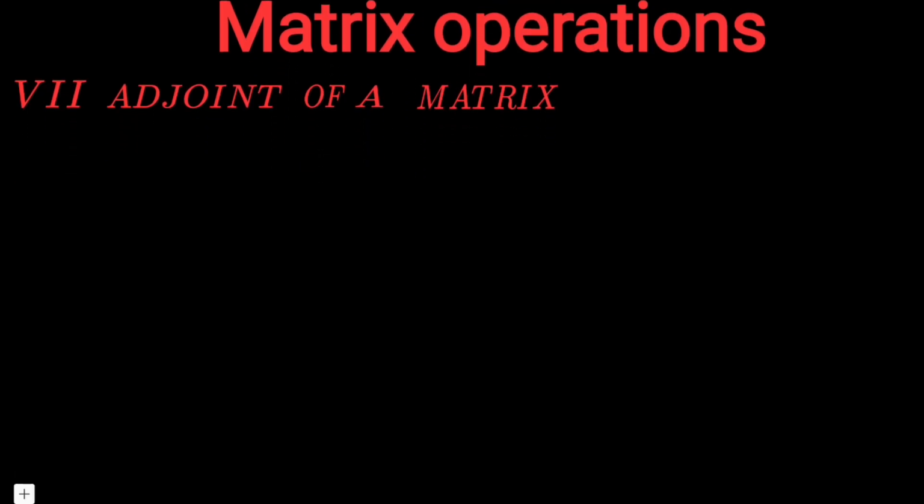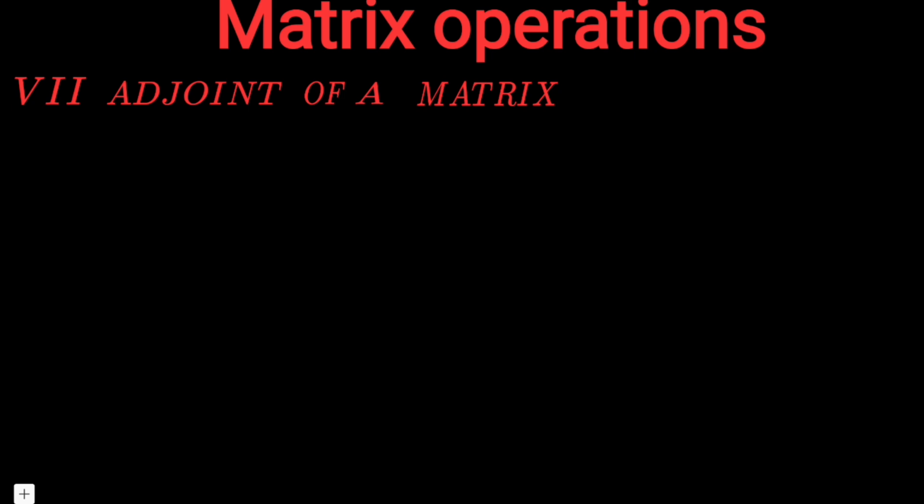Okay, so let us start. The adjoint of a matrix is denoted by adj of A. So if you want to write the adjoint of a matrix, you just denote it by adj of A. That just shows the adjoint of a matrix A. And this is the same as the transpose of a cofactor matrix.